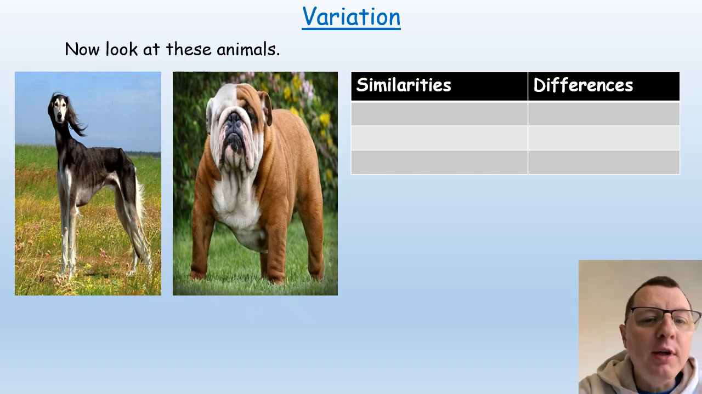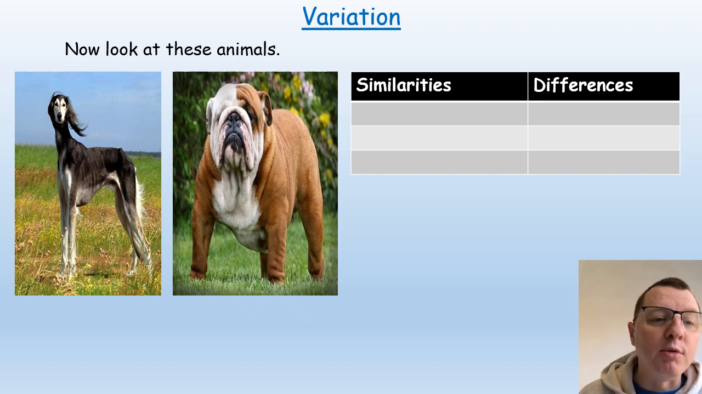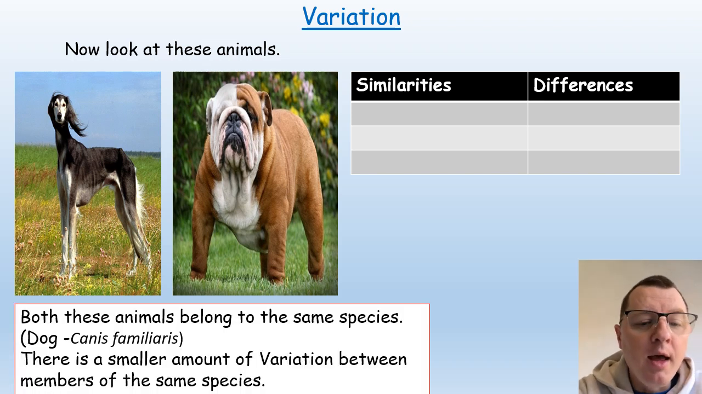Now, if you take a look at these two animals and repeat that process, pause the video, write down the number of similarities and differences, then your number of differences is probably much smaller compared to the number of similarities. Both of these animals are, of course, dogs. They belong in the same species and therefore have much more similarities than they do compared to the number of differences. And there is always a smaller amount of variation between members of the same species.